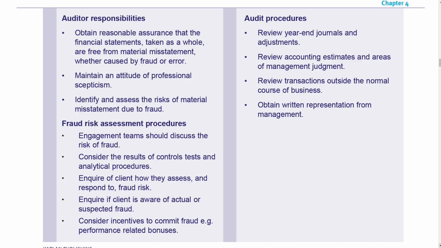Next, we have the auditor's responsibilities and fraud risk assessment procedure and audit procedure. First of all, let us go to the auditor's responsibilities. In that case, they have to obtain reasonable assurance that the financial statements taken as a whole are free from material misstatement, whether it is caused by error or by fraud. Next, maintain an attitude of professional skepticism. That means you have to have this kind of doubt. You have to challenge the management. You just cannot rely on them completely. You need to question them, challenge them.